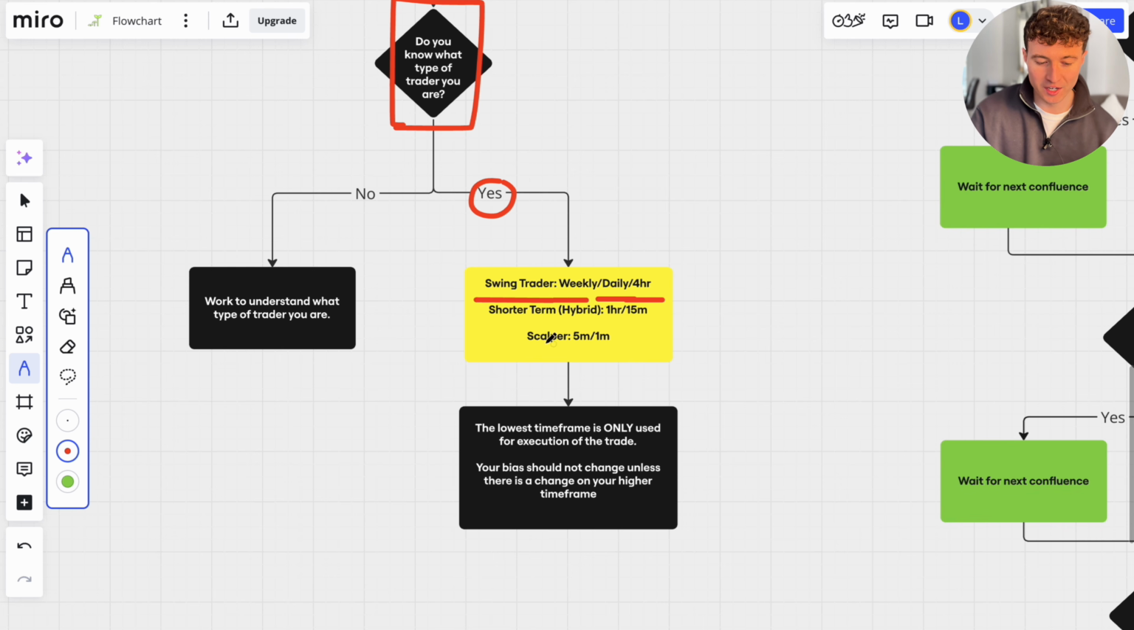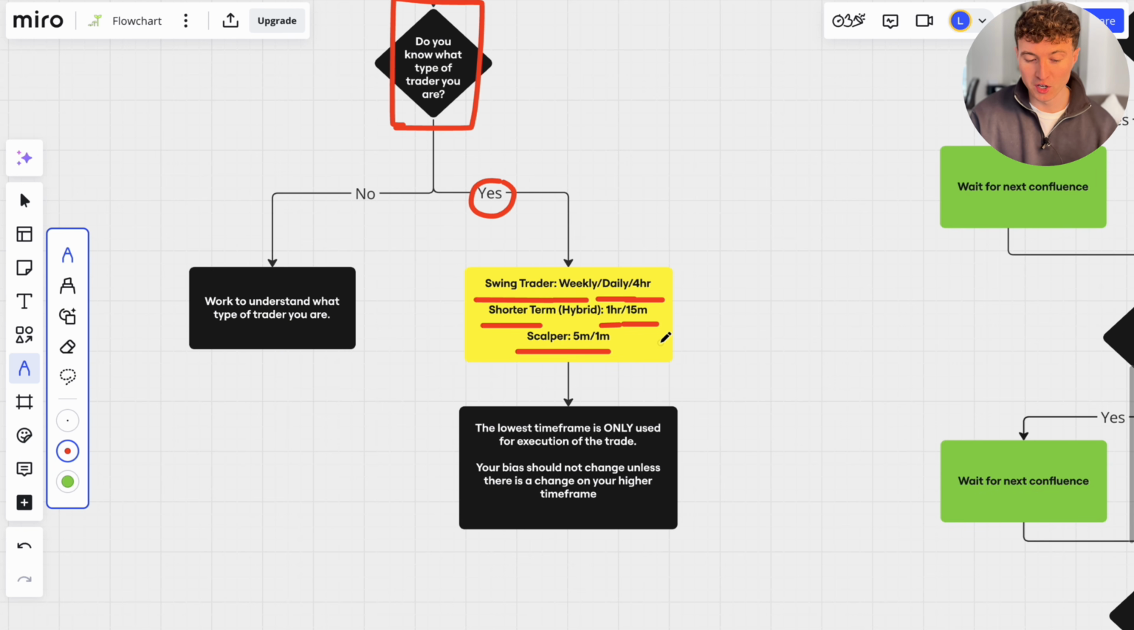The second bucket is a shorter term, or I like to call a hybrid trader. This is where a lot of your analysis is going to be placed on the hourly and 15-minute, and execution is also on the 15-minute time frame. So this is the bucket that I personally fall into. And as I said, I found that swing trading, I wasn't patient enough for that.